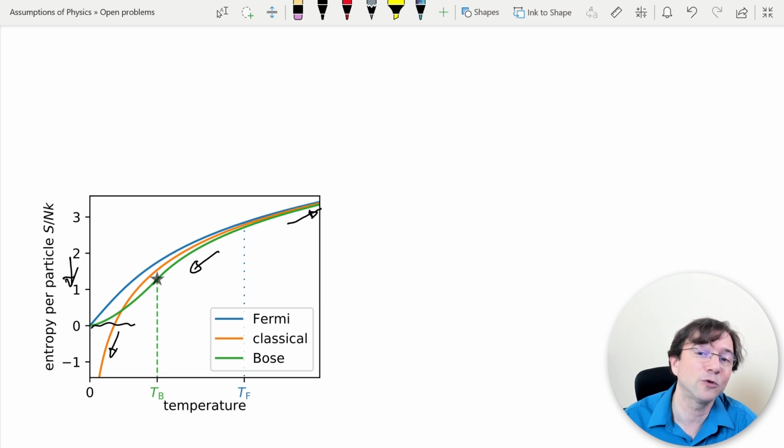And when we are at low temperature, we need to get to quantum mechanics, and classical mechanics does not apply anymore.